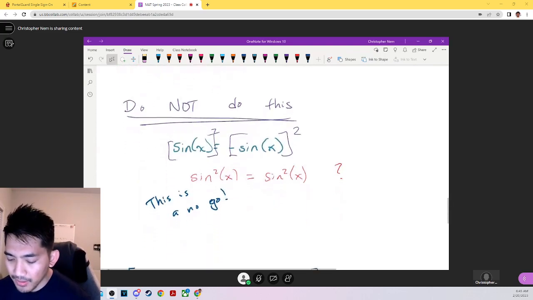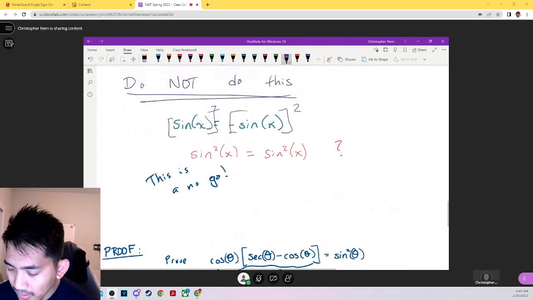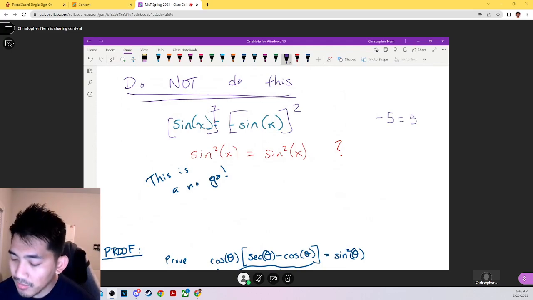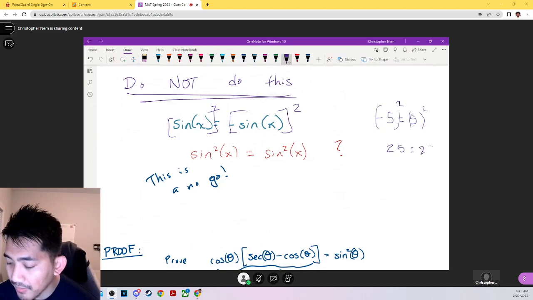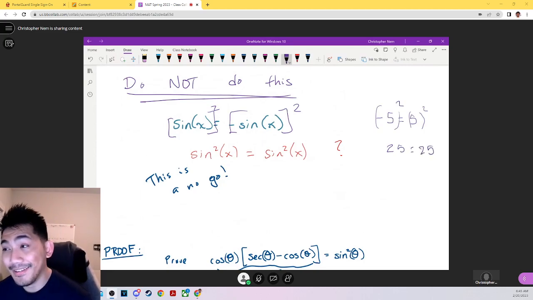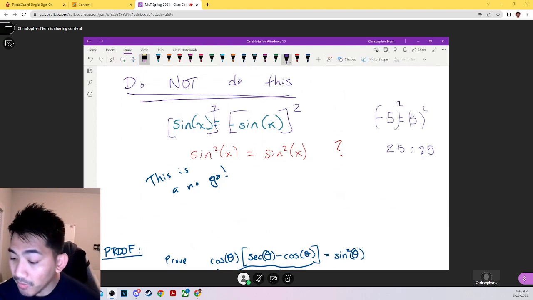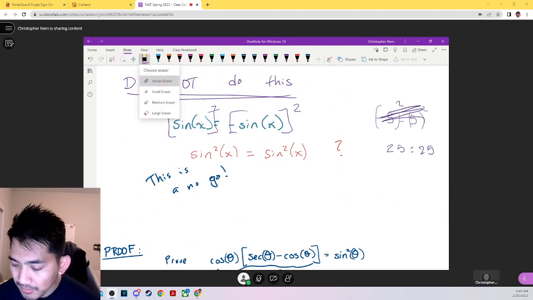So what I mean by that? Well, let's take the example, negative 5 equals 5. What happens if I square both sides? I get 25 equals 25. That's a true statement, but negative 5 does not equal positive 5. So you have to be careful on using that property right there. Be careful if you're trying to square both sides. I would much prefer if you invoke identities than working with both sides of the equation. Working with both sides of the equation requires precision.